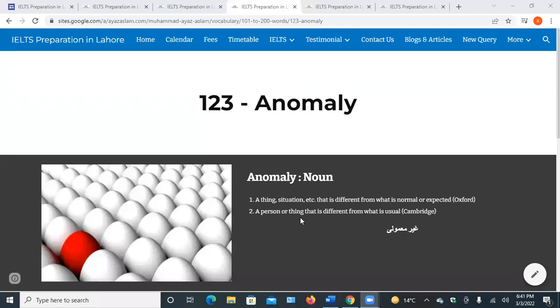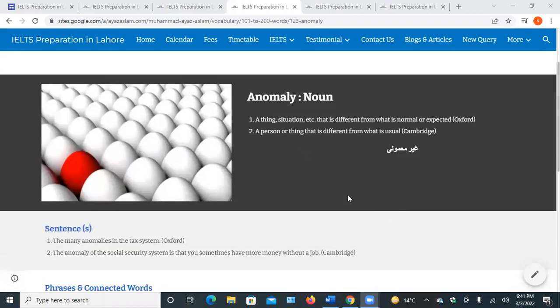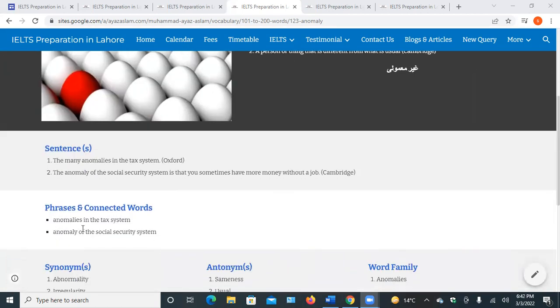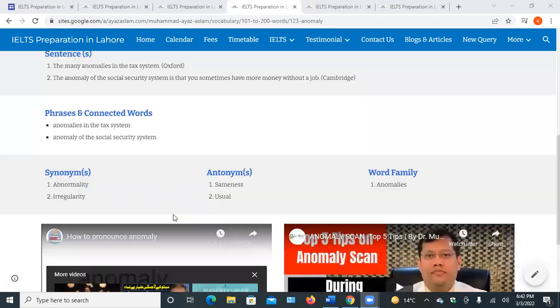A person or thing that is different from what is usual. Unusual things, abnormality, irregularity, exceptions, variation from the normal things. Its sentences are: The many anomalies in the tax system. The anomaly of the social security system is that you sometimes have more money without a job. It means corruption is there. Anomalies in the tax system, anomaly of the social security system.